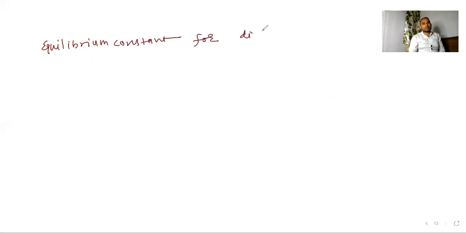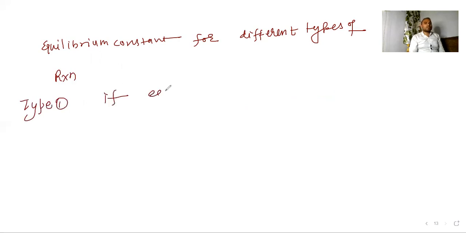So the question is about the equilibrium constant for different types of reaction. Different types of reaction means, type 1: if the equation is reversed.